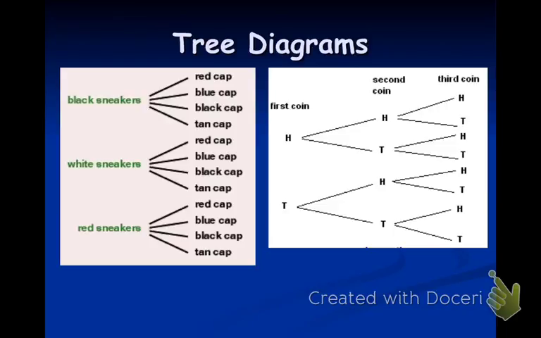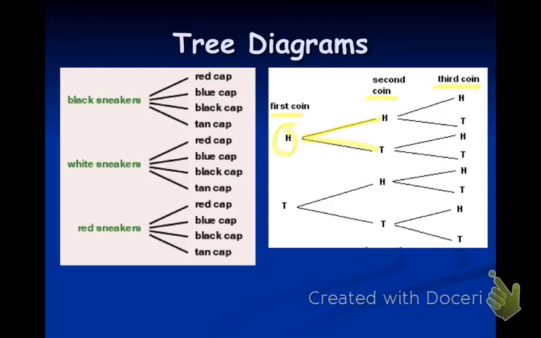Then the second choice is the second coin being tossed, whether it's heads or tails. Once you throw the first coin, let's say you get heads, after that the second coin can be heads or tails. Same thing if your first coin is tails, it can still be heads or tails on the second coin, and then the third coin.